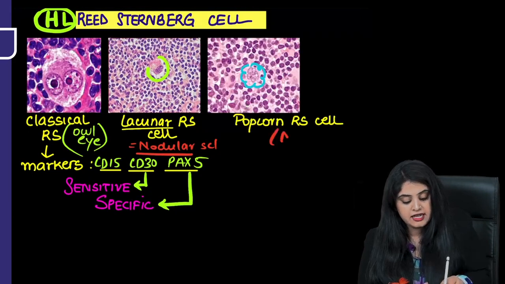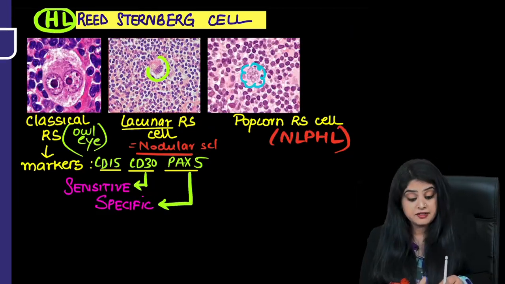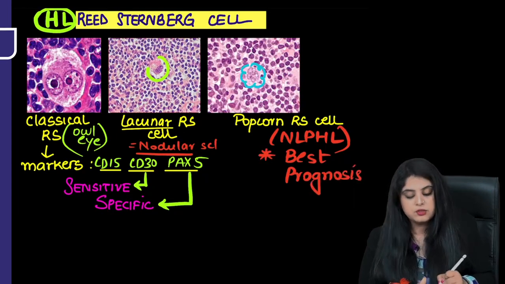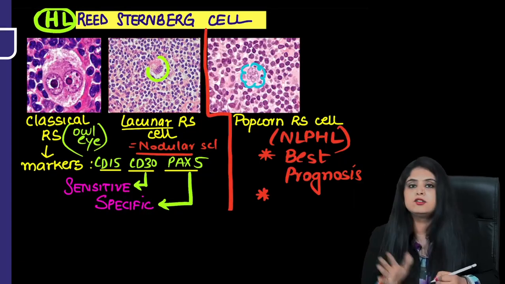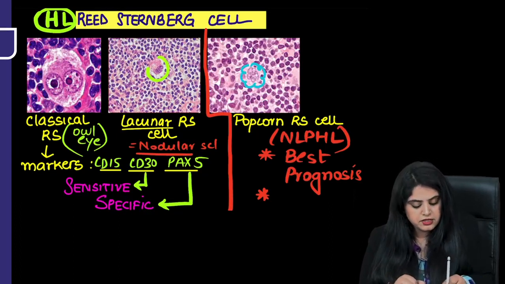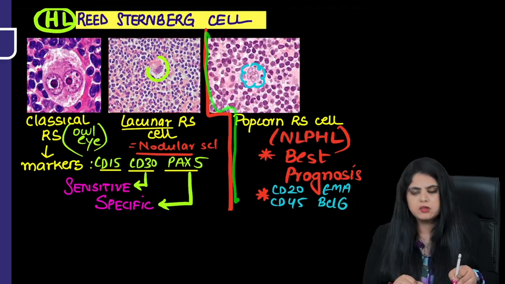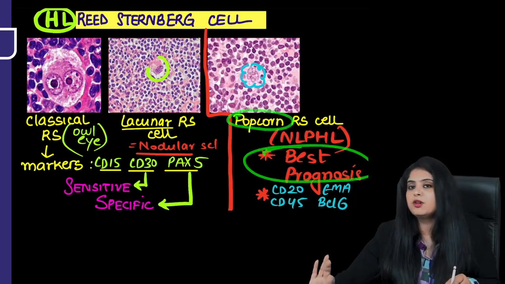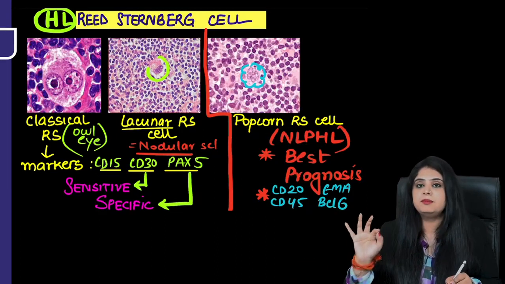This is the non-classical NLPHL, nodular lymphocyte predominant Hodgkin's lymphoma, which shows the popcorn RS cells. And in fact, I hope you remember, this was the one that had the best prognosis. It was very different. This was the one that had nothing to do with all those markers that you are reading. It is no CD15-CD30 scene. It is totally different. It is CD20, CD45, EMA and BCL6. That is what you had studied in your theory. This is the most different one. Keep the popcorn cell aside. Keep your tasty food aside. This is the one which has the best prognosis because popcorn is so tasty. And this is the one which is not the usual markers. It is CD20, CD45, EMA, BCL6 positive.